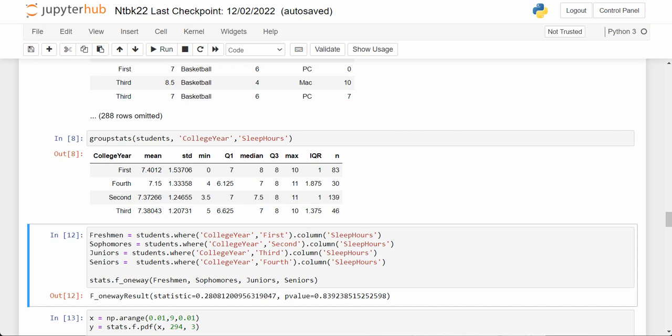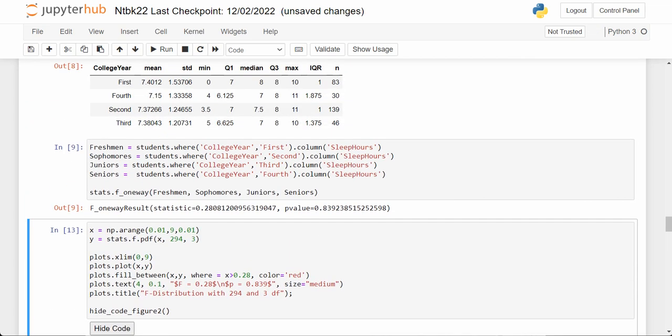And so what do we do? Remember, we need array data. So these freshmen, sophomores, juniors, seniors, these are arrays. What do we do? We take the table name, which is students, and we do a dot where to get the freshmen in this case, and then dot column sleep hours. And then everything is the same except the second row is sophomores, the third row is juniors, and the fourth row is seniors. Okay, and we run this.